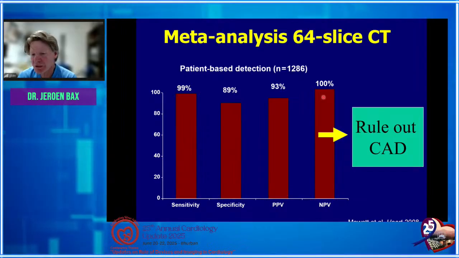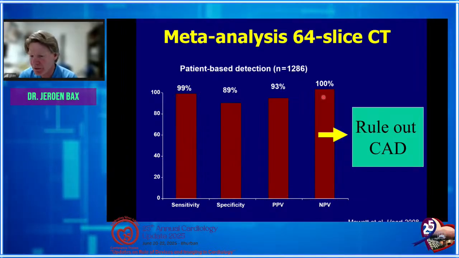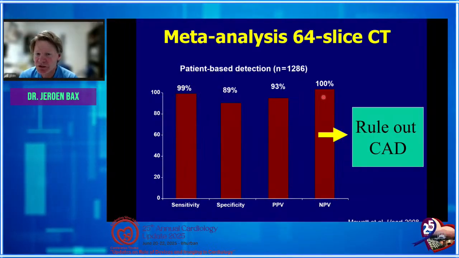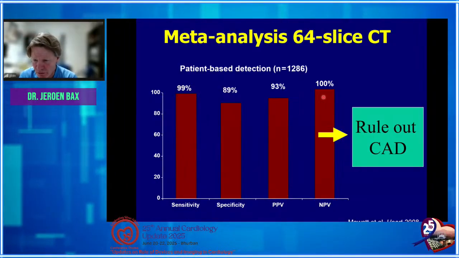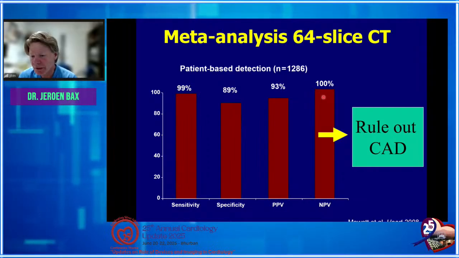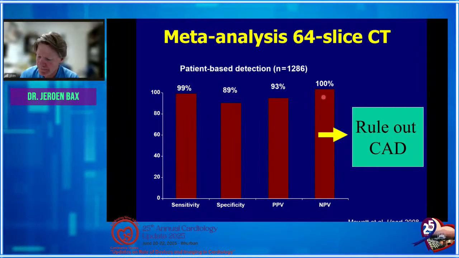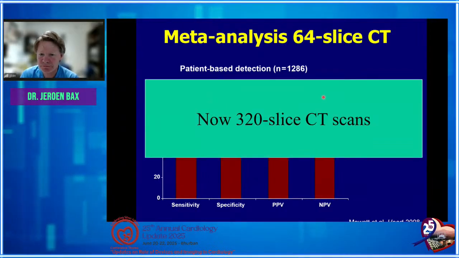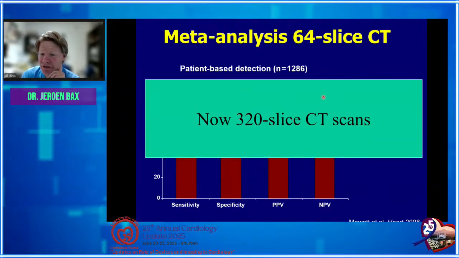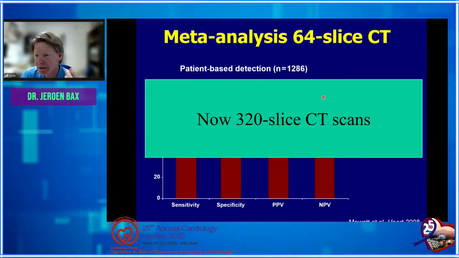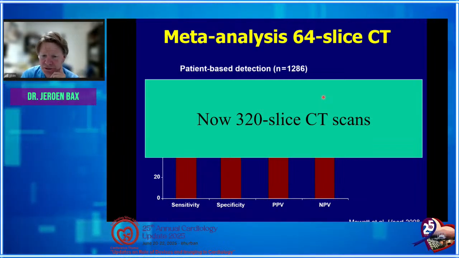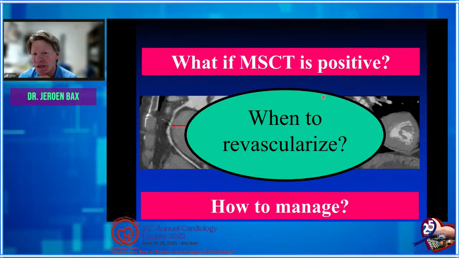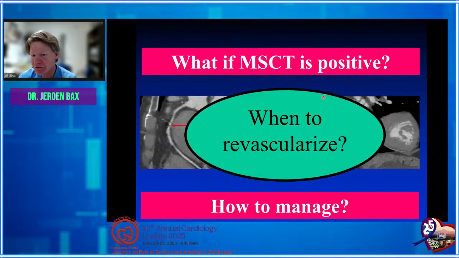So if your question is, this patient is presenting with chest pain and you want to rule out coronary artery disease, you do a CT scan, it's completely normal, then basically you rule out coronary artery disease. A rule out is good, a rule in makes it more difficult. Now we have these 320 slice scanners and even higher, and they are even more precise than the scans that I just showed you.